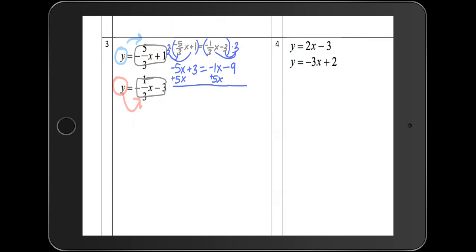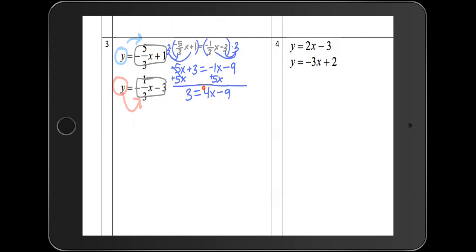So negative 5x plus 5x cancels out. That's exactly why we did that. I bring down my 3 equals. Now negative 1x plus 5x, that means I have 1 negative and 5 positives, gives me 4 positive x's minus 9.